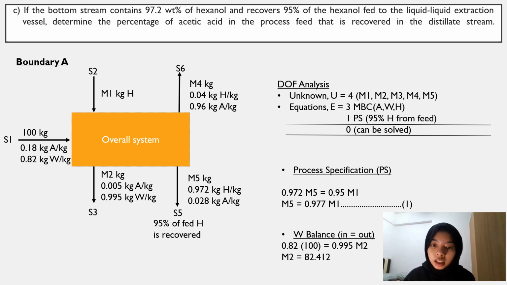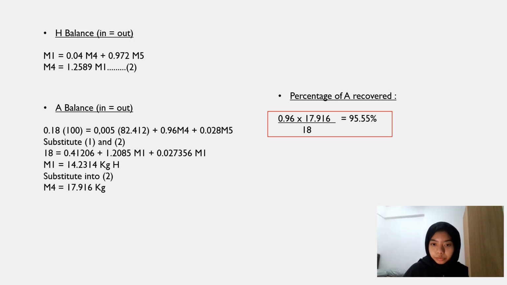So from that, we know that the DOF analysis is equal to 0, which means we can solve all the equations. The next one is the process specification equation: 0.972 M5 is equal to 0.95 M1, so M5 is equal to 0.977 M1. That is the first equation that we're going to use later. Next one is the W balance: 0.82 times 100 is equal to 0.995 M2, so M2 is equal to 82.412 kilograms.